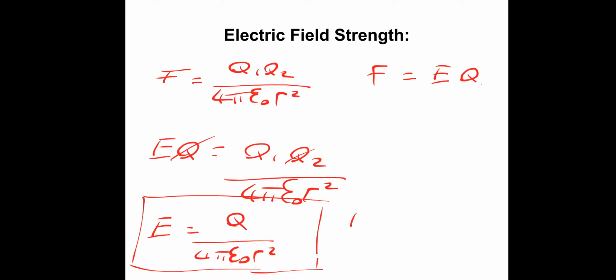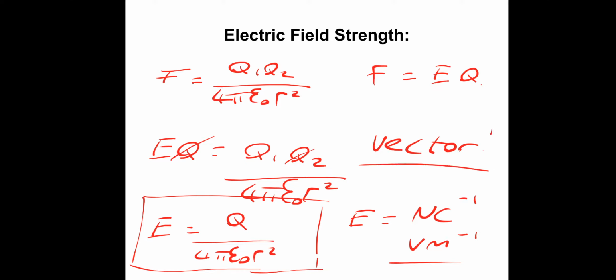Electric field strength from uniform fields is measured in newtons per coulomb or volts per meter, and it is a vector quantity. So if you want to make some notes on that, please pause, because I'm going to remove that now.